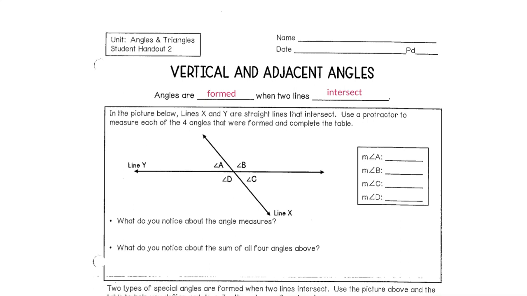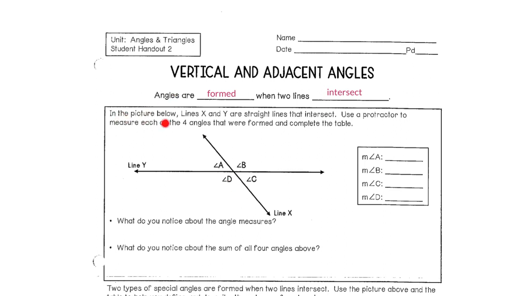Okay, welcome to vertical and adjacent angles. So at the top, the notes say that angles are formed when two lines intersect. I'm going to get my laser pointer tool out here, and you can see that we have line Y right here. That's this side. And then line X right here. And so since these are intersecting, it forms four different angles. So we have angle A, angle B, angle C, and angle D.